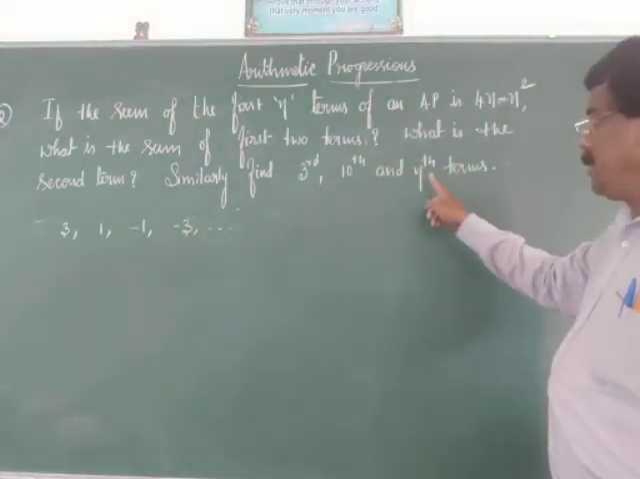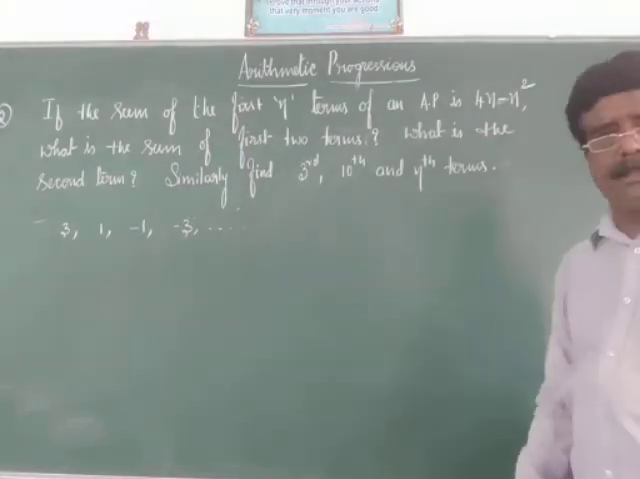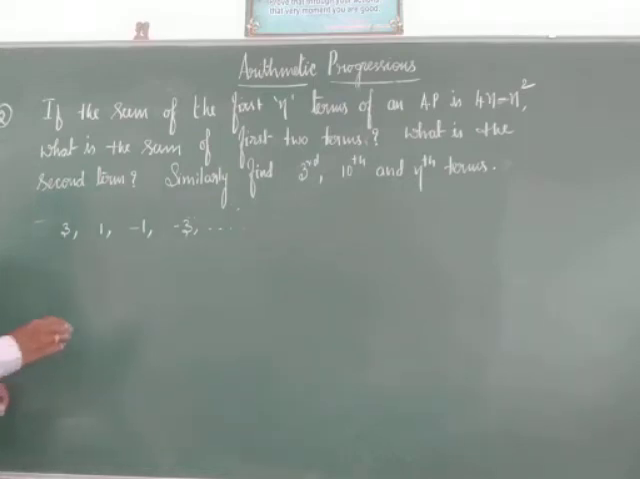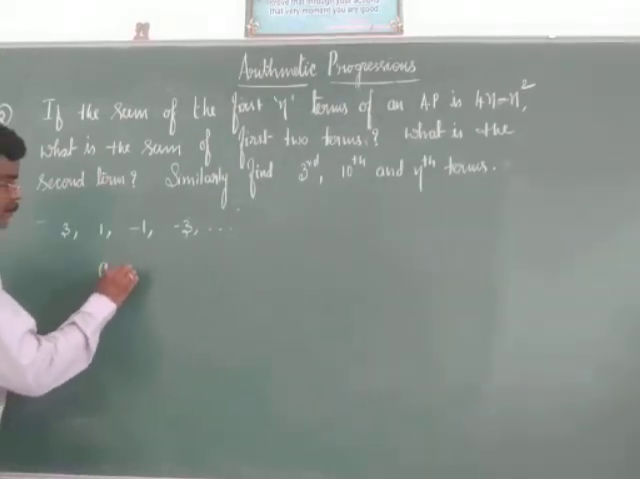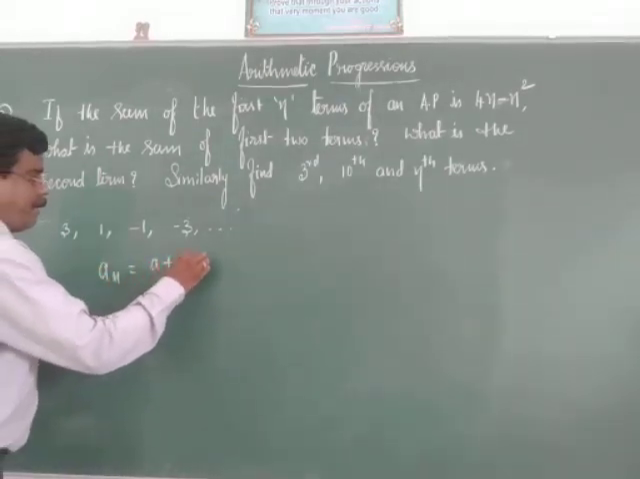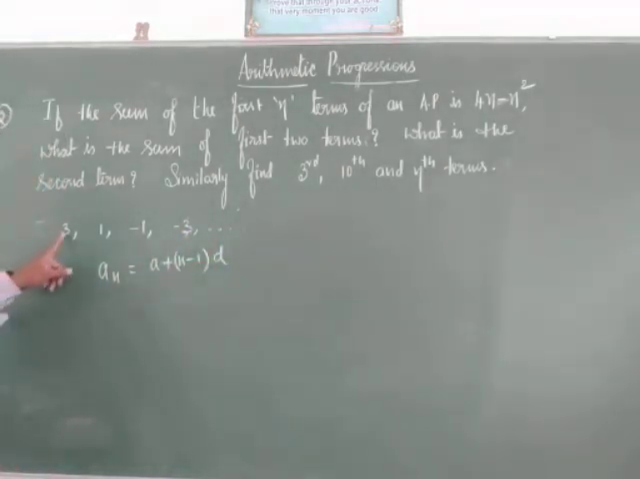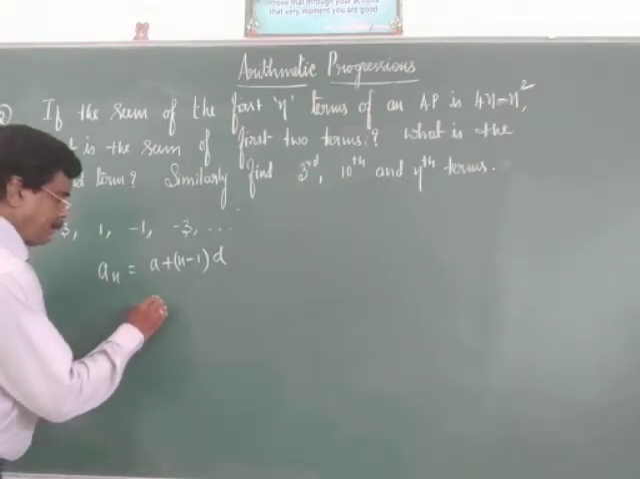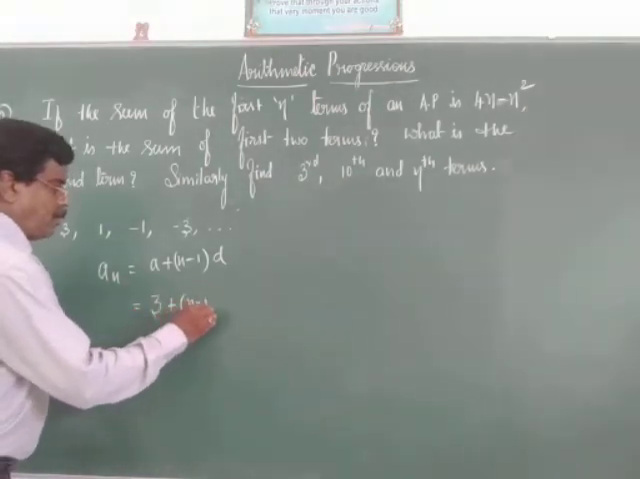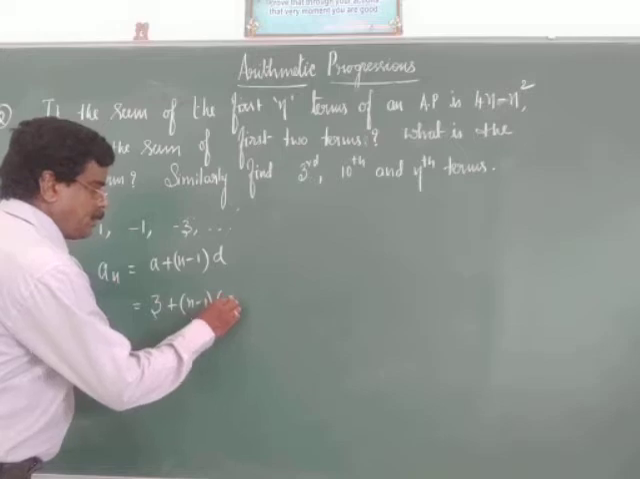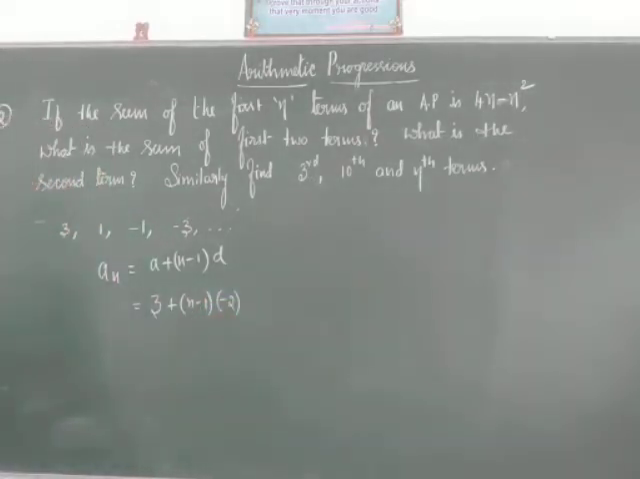The question asked here is the nth term. For the nth term you have to apply the formula. That is an is equal to a plus n minus 1 into d. Now a is 3, plus n minus 1 as it is, into d. D is nothing but the common difference, which is minus 2. Okay? The common difference is minus 2.